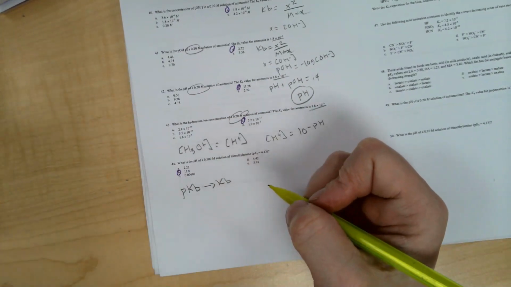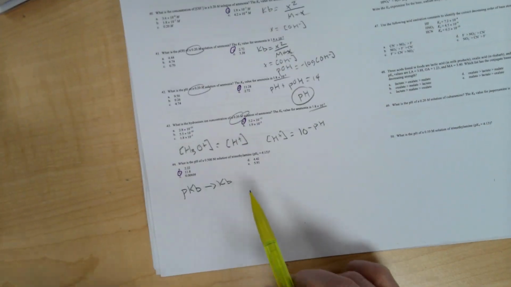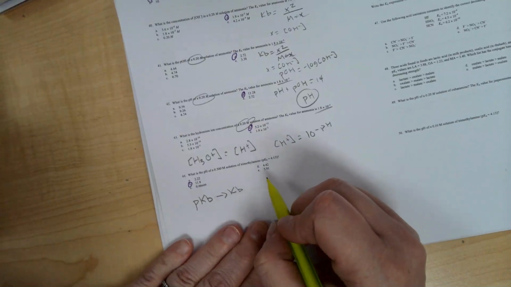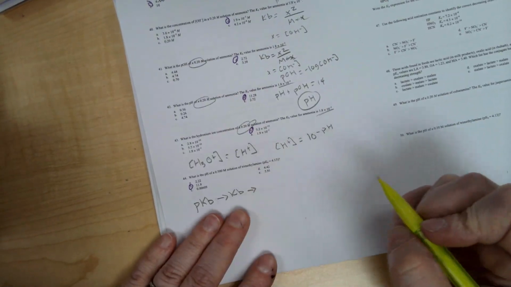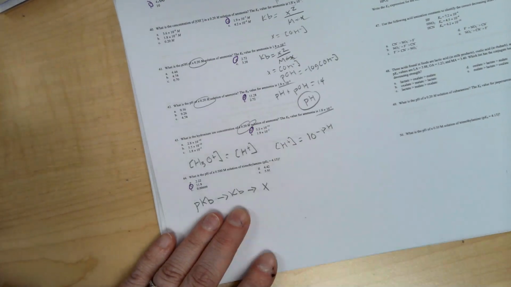How are you going to get the Kb from a pKb? Oh, look, your formula's on here. You're going to do 10 to the minus pKb. Once you have the Kb, you could do a whole ICE table thing, and then you could solve for X, right?